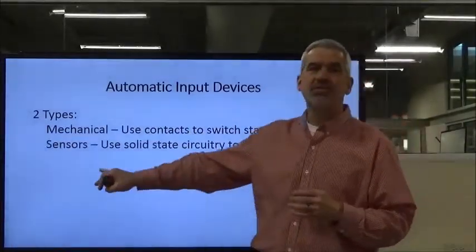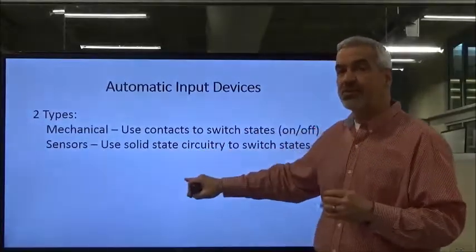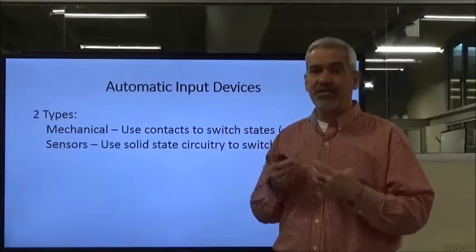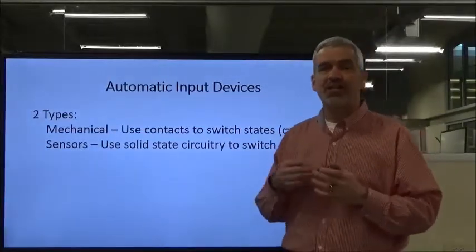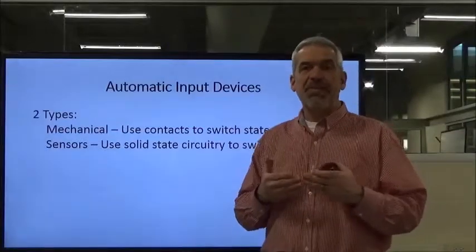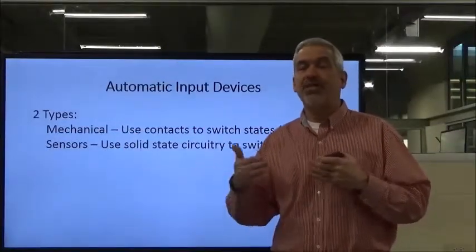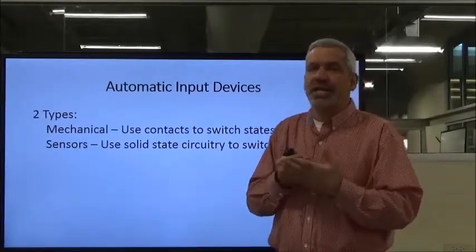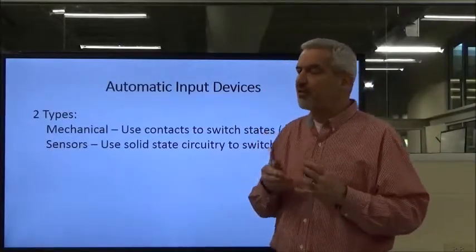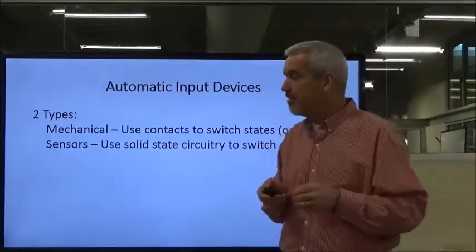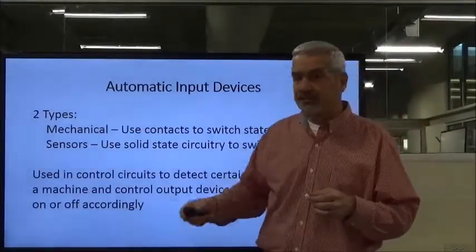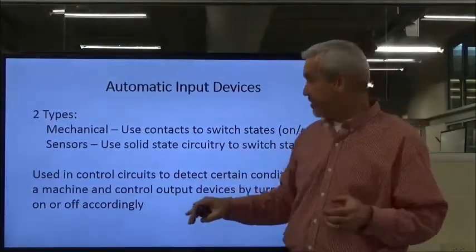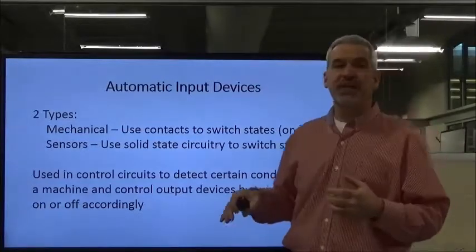We also have the sensors that we're going to talk about as well. Now these don't use contacts like we're used to seeing in switches and also the mechanical devices like I just talked about. These use solid state circuitry in order to pass the voltage on further down the line. Now we still use them in the control circuit, but they don't use the hard contacts that you're used to seeing in switches and other devices we've worked with so far in this class. But we're going to talk about both of these. And both of them are used to detect certain conditions on a machine and to control output devices accordingly.